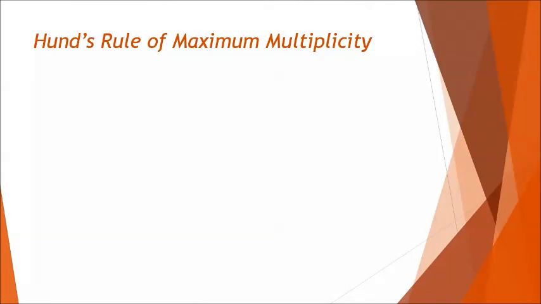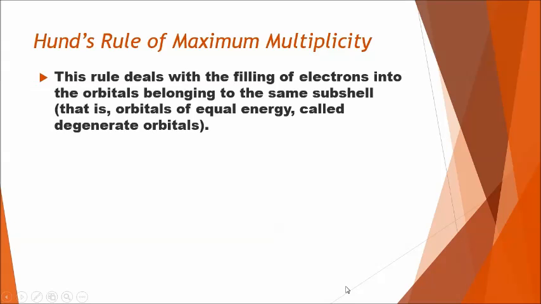Now let's talk about the third rule, that is Hund's rule of maximum multiplicity. This rule deals with the filling of electrons into the orbitals belonging to the same subshell. That is, when orbitals of equal energy are there, we say that the orbitals are degenerate orbitals. And we have here s orbital, p orbital, d and f orbital. But s is having only one orbital, so we can't say that that is degenerate orbital. But p, d and f are degenerate orbitals.